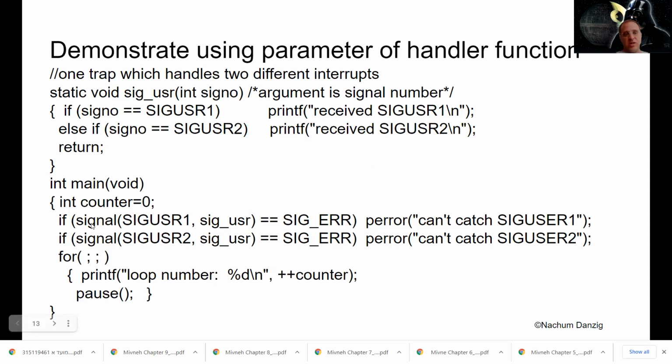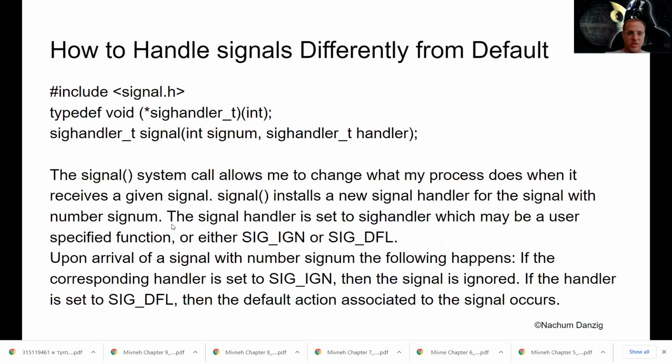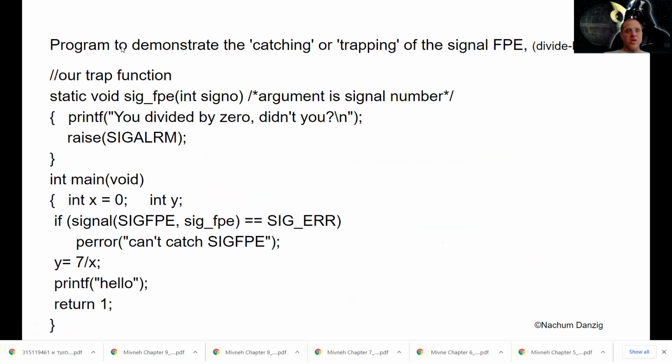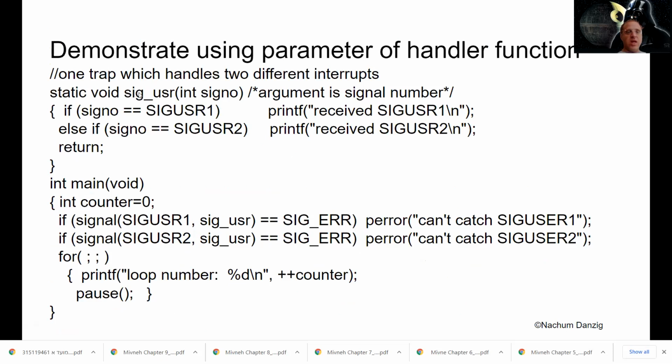If I do signal, and I say connect the signal called sig user1. By the way, there is a signal called sig user1, of course. Otherwise, that wouldn't make any sense. Over here, you see sig user1, sig user2, and 16 and 17. So what I'm saying over here is connect sig user1 to this function, and connect sig user2 to that same function. Now, I'm allowed to do that. I'm allowed to use the same function for several signals. No problem with that.